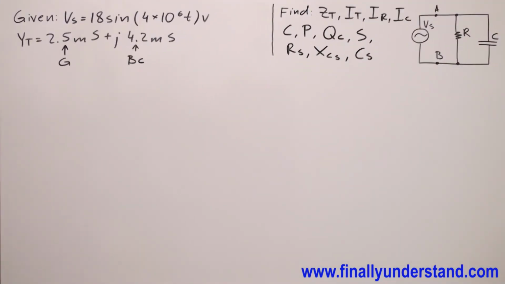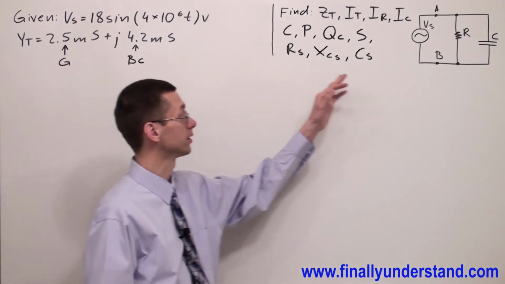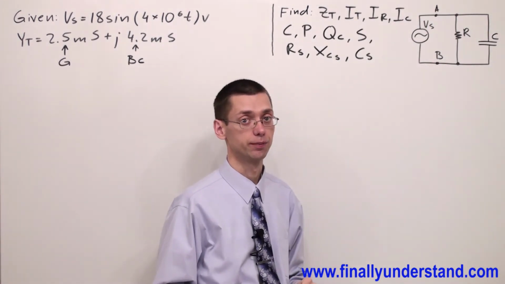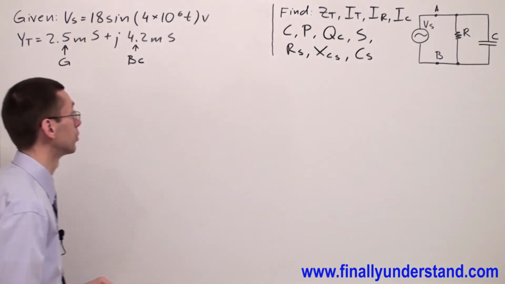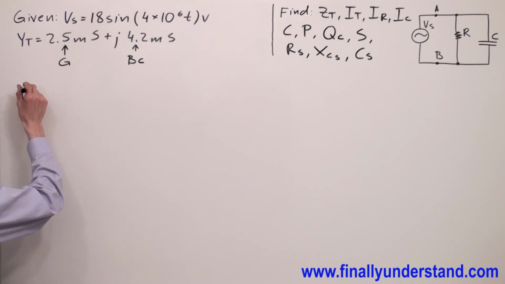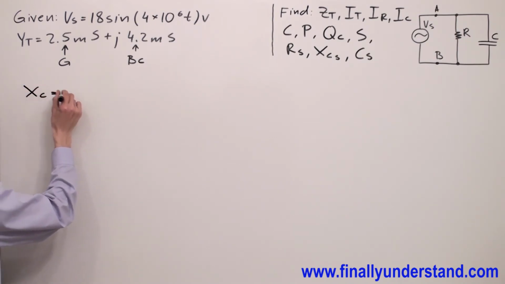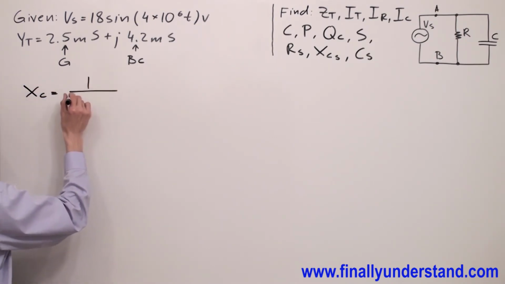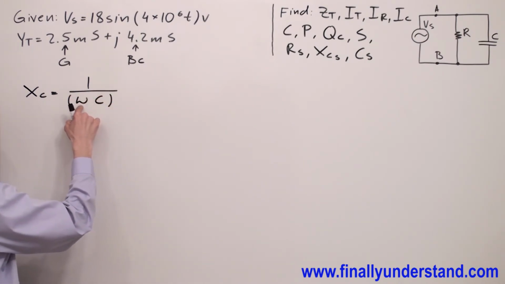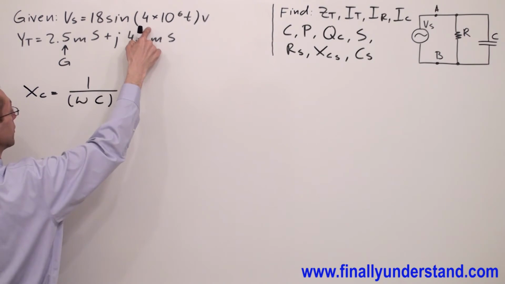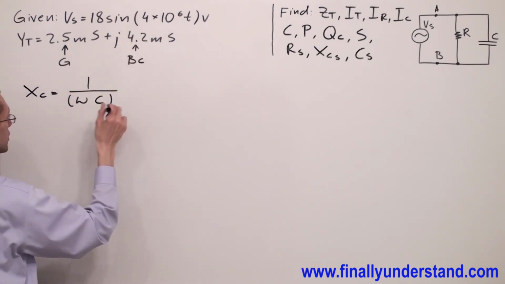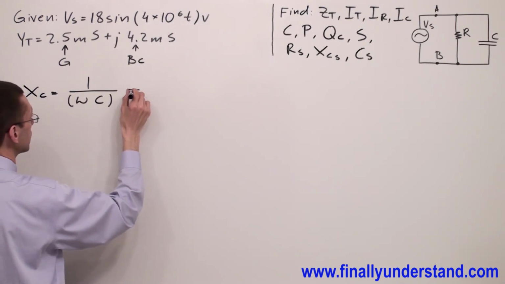Next, we're supposed to find the capacitance of the capacitor in the parallel circuit. In order to do so, I'm going to use the formula for the capacitive reactance, X_C equals 1 over omega C. Why am I using omega this time? Because omega is given. I have to solve this formula for C, the capacitance.